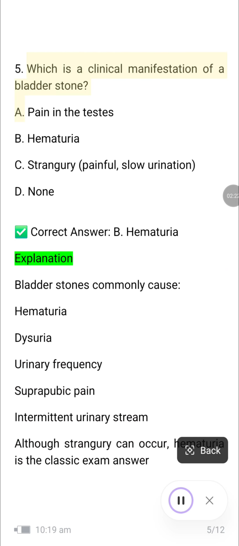Which is a clinical manifestation of a bladder stone? A. Pain in the testes. B. Hematuria. C. Strangury, painful, slow urination. D. None. Check mark correct answer. B. Hematuria. Explanation. Bladder stones commonly cause hematuria, dysuria, urinary frequency, suprapubic pain, intermittent urinary stream. Although strangury can occur, hematuria is the classic exam answer.